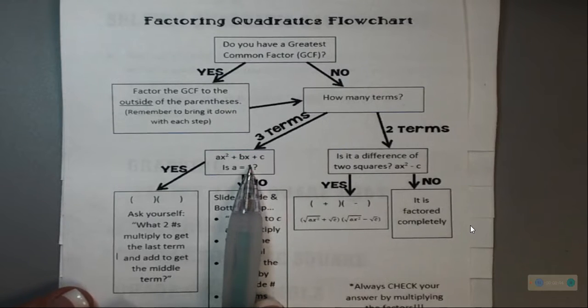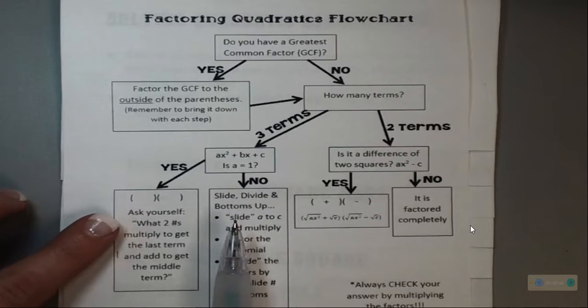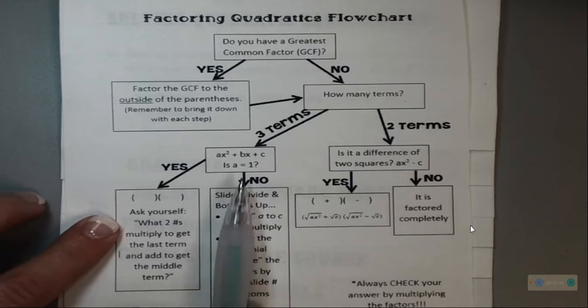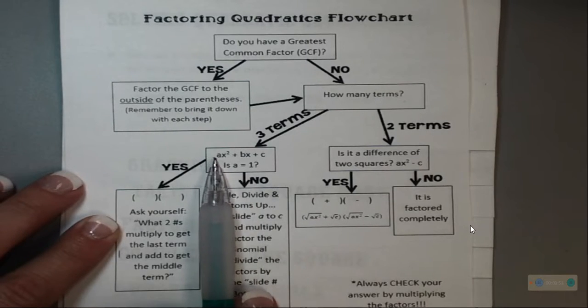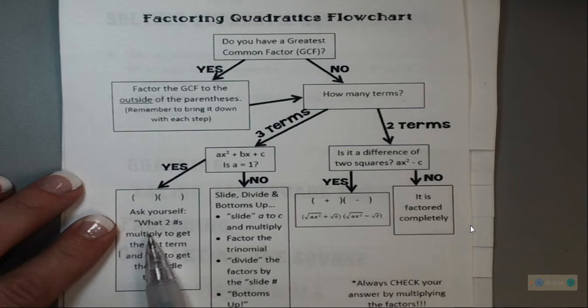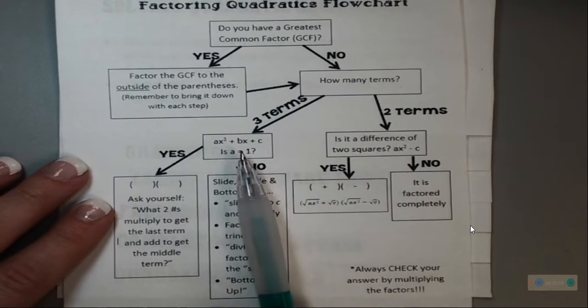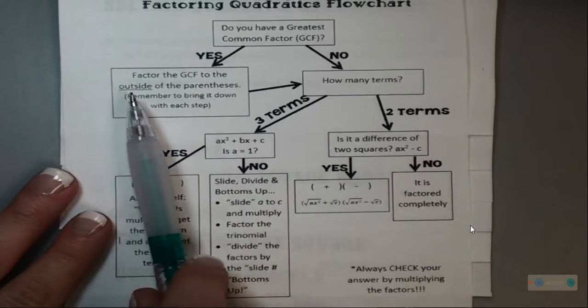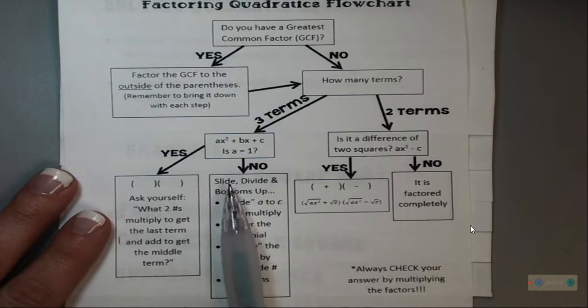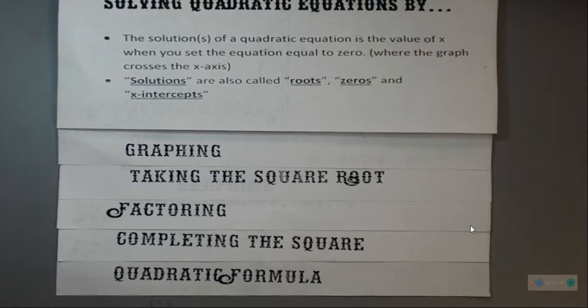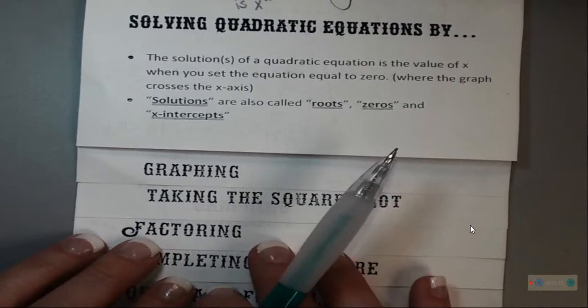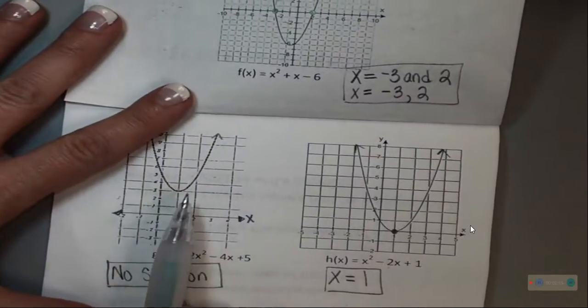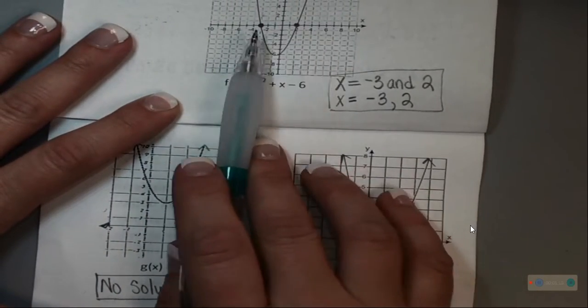All right. If there's three terms, here's where you get a lot more options, a lot more work shows up here. If A, the number in front, is 1, all you do is ask yourself, what two numbers do I multiply to get the last, and add to get the middle term? If the A value is something other than 1, and it's not a greatest common factor, because you would have already taken that out, that's when you're going to do slide, divide, and bottoms up. Now, when we are factoring, we are actually still looking for your x-intercepts, just like when you're graphing, okay?